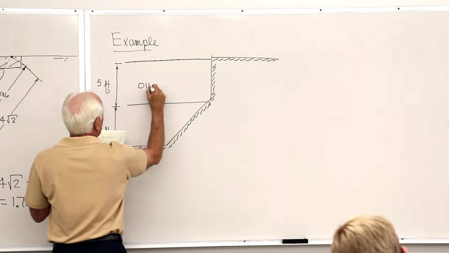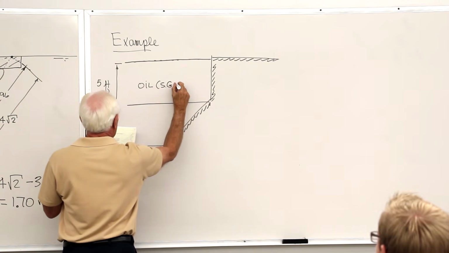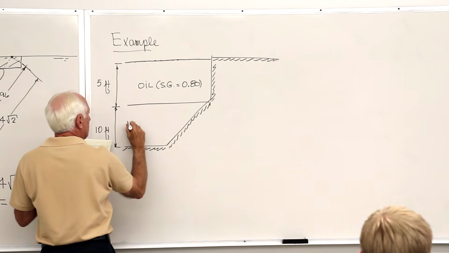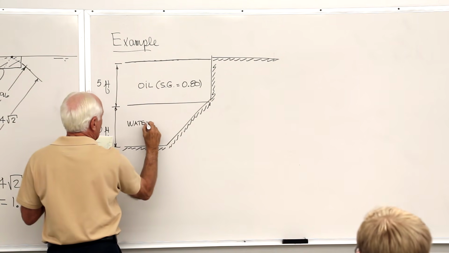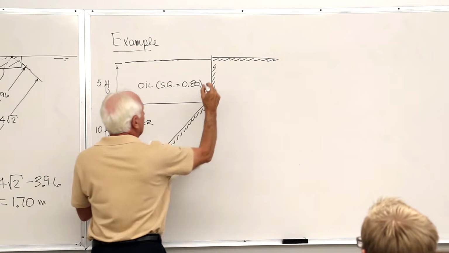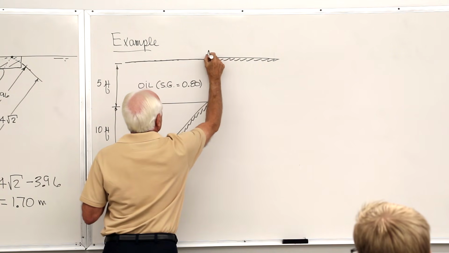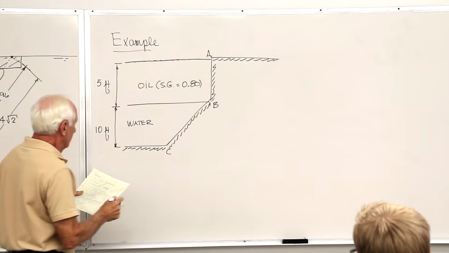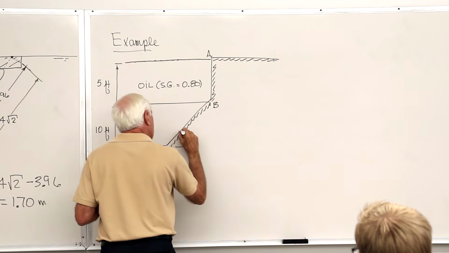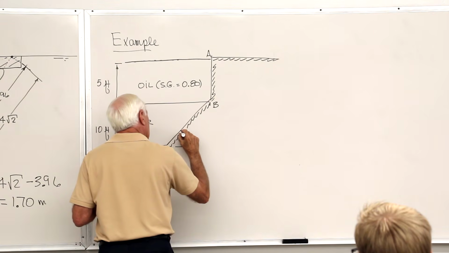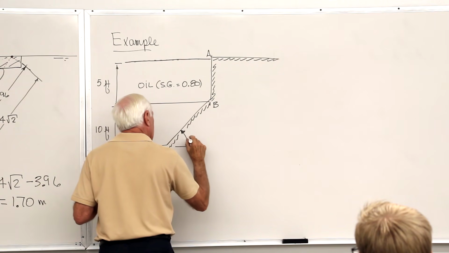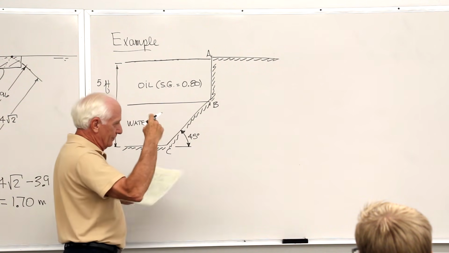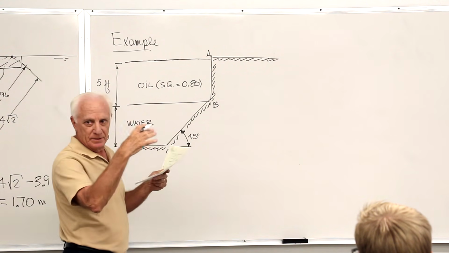This is oil. This is water. This is point A. This is B. This is C. This angle is 45 degrees. Okay, this reservoir is 1 unit deep into the ground.